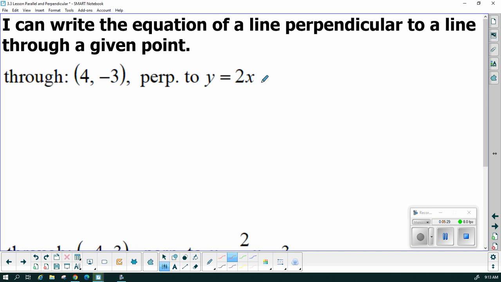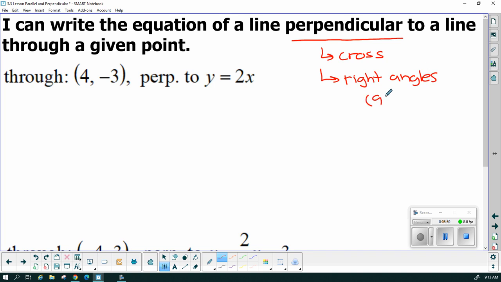The other type of relationship we have between lines is that they can be perpendicular. Perpendicular means that these two lines will intersect. They cross each other. And they will make right angles, 90-degree angles. And so we have a relationship between their slopes, and their slopes are flipped fractions.